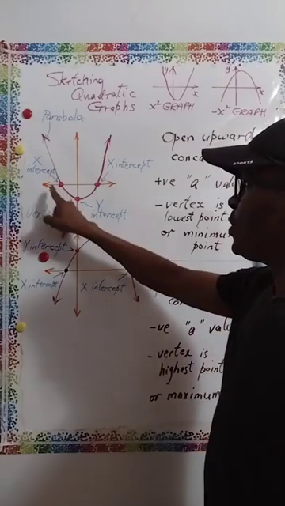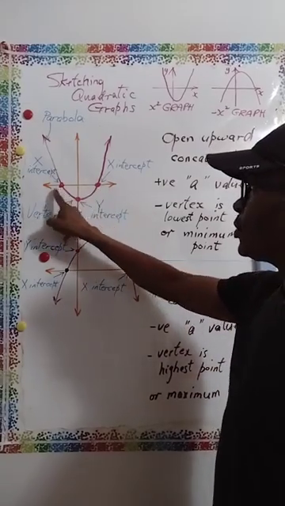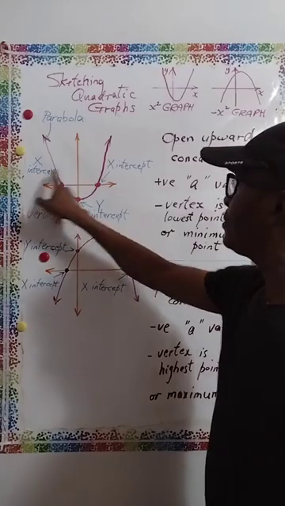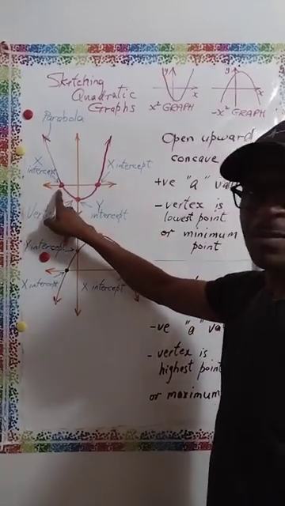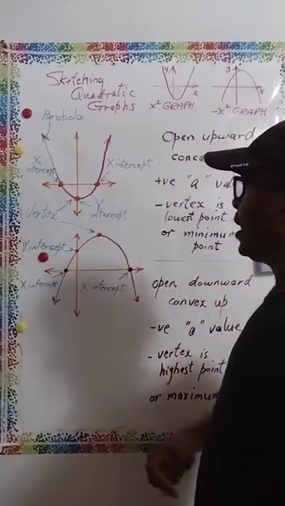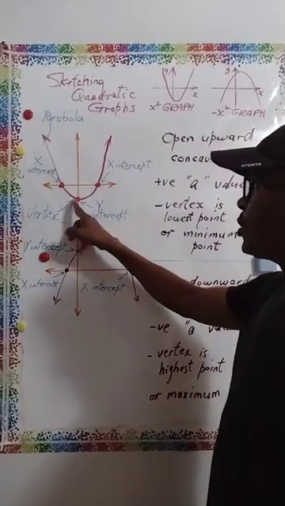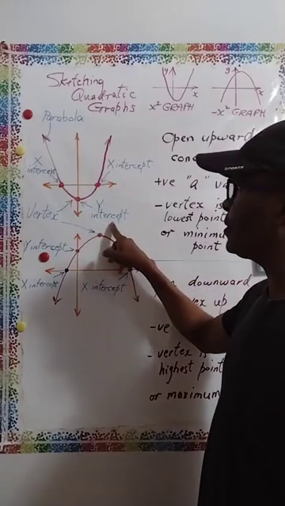If you look carefully, wherever this graph cuts on the x-axis, these are being referred to as the x-intercepts. X-intercept, so this is a negative x-intercept. There's a positive x-intercept. Please note that. And of course, where it cuts on the y-axis is the y-intercept.